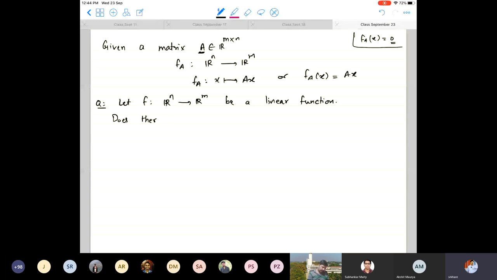Does there exist A belonging to R m cross n such that f of x is actually equal to Ax for every x in Rn? And if that happens, then you will know that for any arbitrary linear function f, you can write the representation, which is matrix vector multiplication. So what are your thoughts on this? How will you proceed to answer such a question?